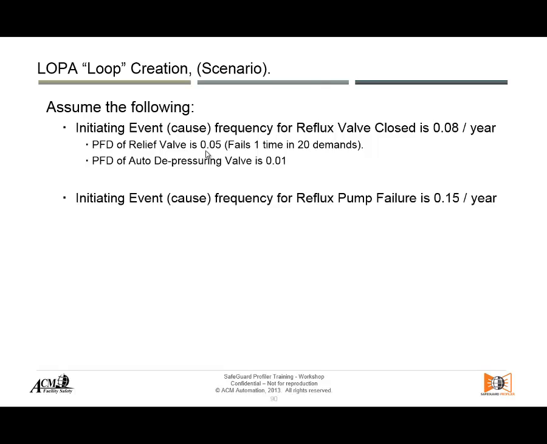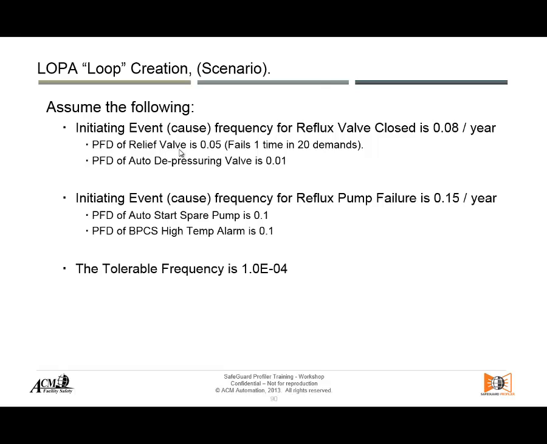So initiated event cause frequencies for the reflux pump failure, same story and same issues that I explained before for the reflux valve failing close. Reflux pump failure, 0.15. So we can see here that the pump is failing more often than the reflux valve in there. And also we have probabilities of failure on demand of the spare pump, and of, for example, another trip or another high temperature alarm coming from the basic process control system that is independent, that we can use as an alarm.